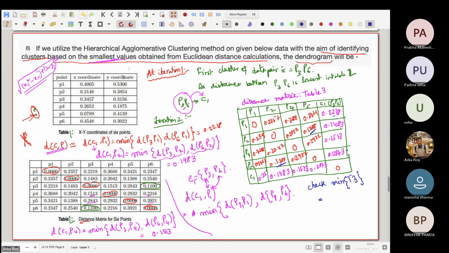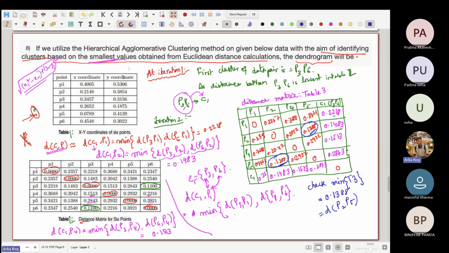3413, 2932, 2828, 15, 14. So we can see that this is the lowest value that you can receive in table number 3. So therefore you can see that point P2 to point P5, the distance is lowest in table 3. So the lowest value is 0.1388, which corresponds to D P2 to P5.